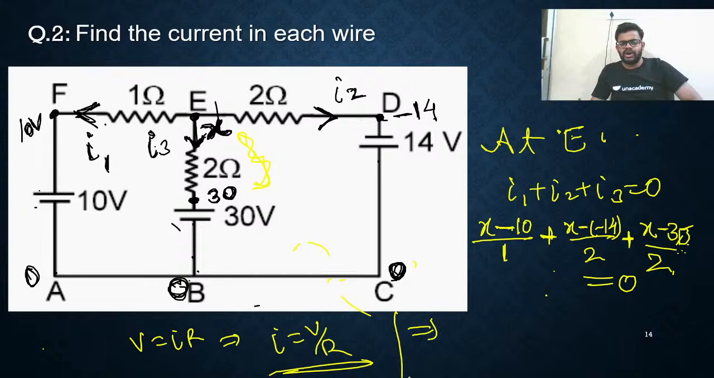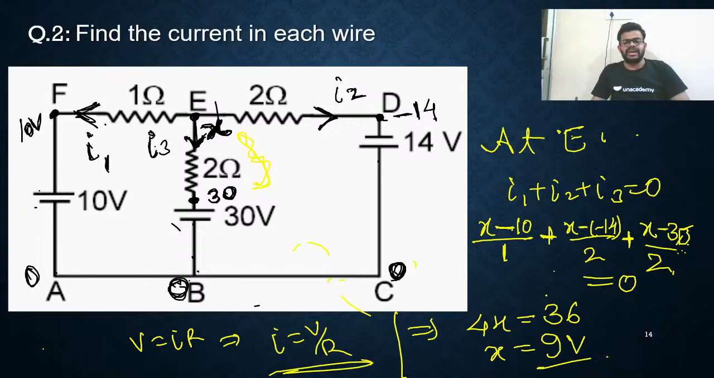So just solve it. What will you get? Take LCM and solve it. So you are directly getting 4x equal to 36. So x you are getting 9 volt. Hey guys, you got the potential.